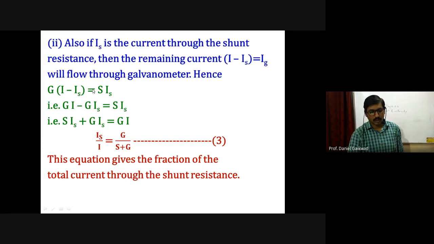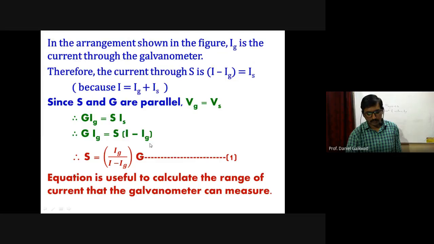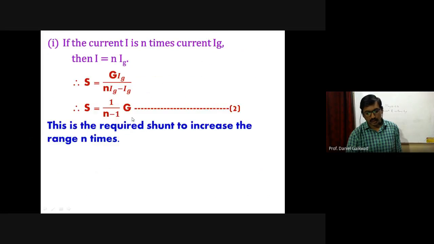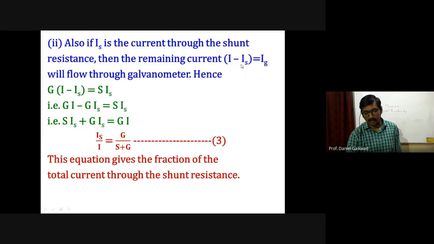One more case will be there. If Is is the current through the shunt resistance, then with Ig the current through the galvanometer, the remaining current will be I minus Is. Suppose we express Ig as I minus Is, and in this formula of potential, check carefully, G into Ig is equal to S into Is. So we now replace Ig as I minus Is.